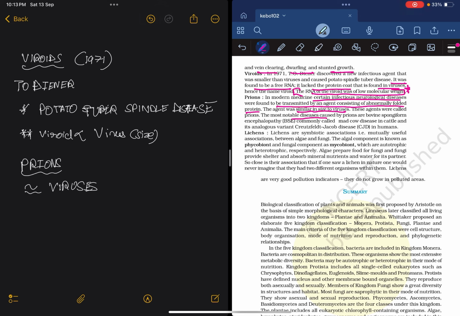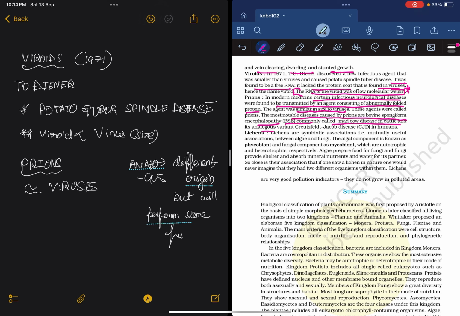The most notable disease caused by prions is bovine spongiform encephalopathy, BSE, commonly called mad cow disease, in cattle. It is an analogous variant, and analogous means of different origin but with the same function, similar to Creutzfeldt-Jakob disease in humans, CJD. Mad cow disease in cattle is analogous to CJD in humans. These are all the important points regarding prions.